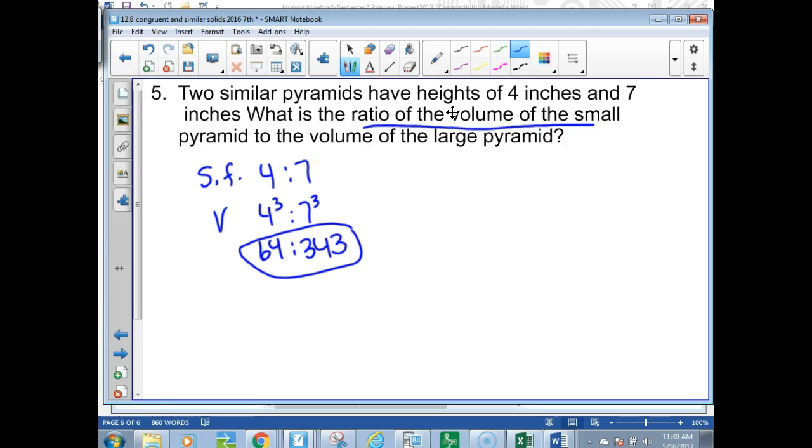Heights, that's length. That gives you the scale factor. If it says area, then that's an area one. If it says we're trying to find the volume, the ratio of the volume, then we have to cube the scale factor.